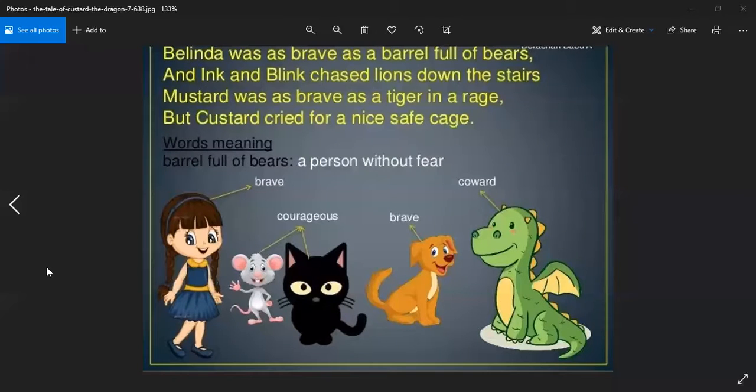Belinda was as brave as a barrel full of beers, and Ink and Blink chased lions down the stairs. Mustard was as brave as a tiger in a rage, but Custard cried for a nice safe cage.